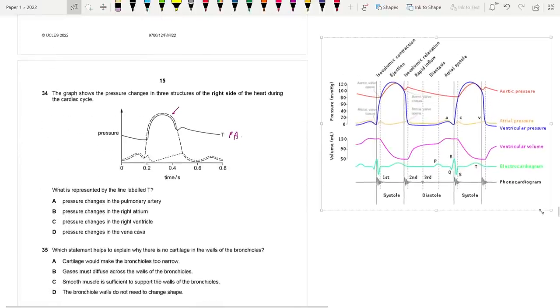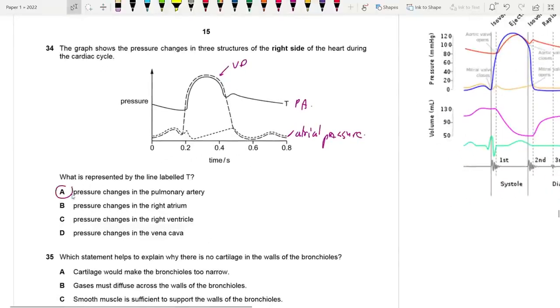So basically, the dotted line that represents the ventricular pressure, the one I marked with an arrow. This is ventricular pressure. And this one over here, the bold line T, it represents the aortic pressure, or you could say that it's the pressure in the pulmonary artery. Now, do you see the line below? There's another dotted line that represents the atrial pressure. So these three lines are very, very important. So line label T is the pulmonary artery.